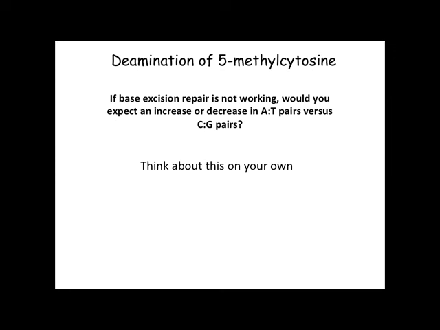We mentioned earlier that there are mutational hotspots in the genome where 5-methylcytosine tends to get deaminated into thymine. So would you expect to see an increase in the ratio of CG base pairs or AT base pairs in those locations of the mutational hotspots in the genome? Think about this. You may see this again.